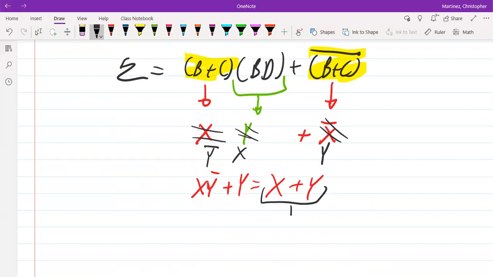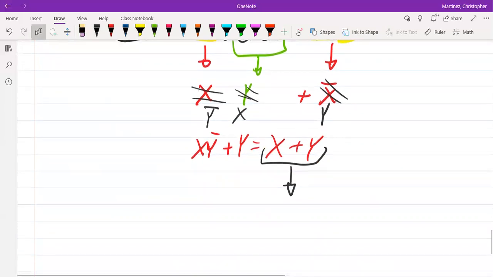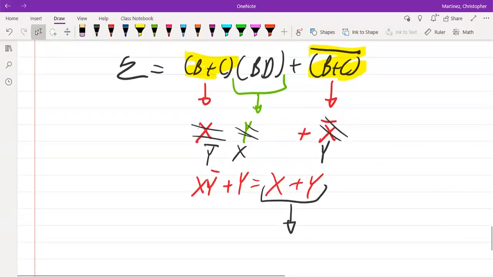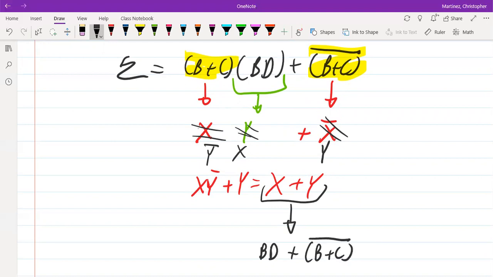So this is the final term I'm going to have. Well, what is X? X is what's bracketed in green, which is BD, plus what's my Y? My Y here is B plus C with a bar. So sometimes you'll have to figure out what the correct substitution will be. So here, the bar term is our term without a bar, and the one without a bar is the bar term. So there might need to be a little bit of manipulation that you will have to do.